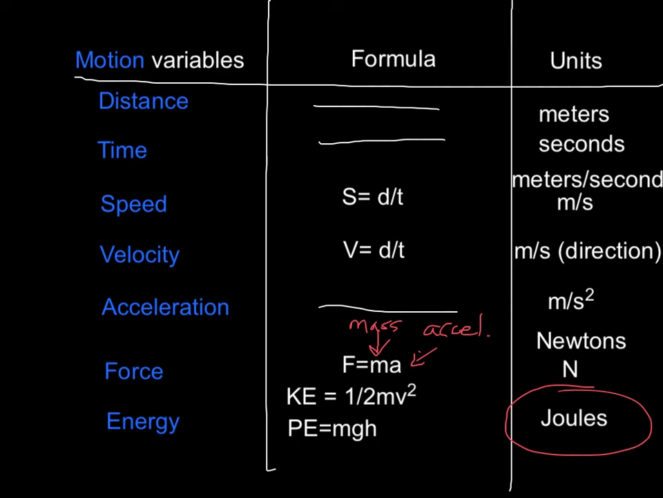And here are the formulas for kinetic and potential energy, and we've worked with these quite a bit, so hopefully you're familiar with them. The M in both of them is mass, V in the KE formula is velocity, G is the acceleration due to gravity that I mentioned before, and that is exactly 9.8 meters per second squared. And H stands for the height above the ground.